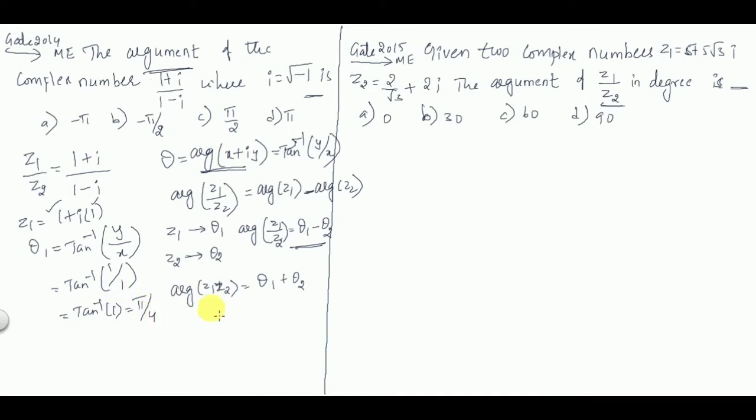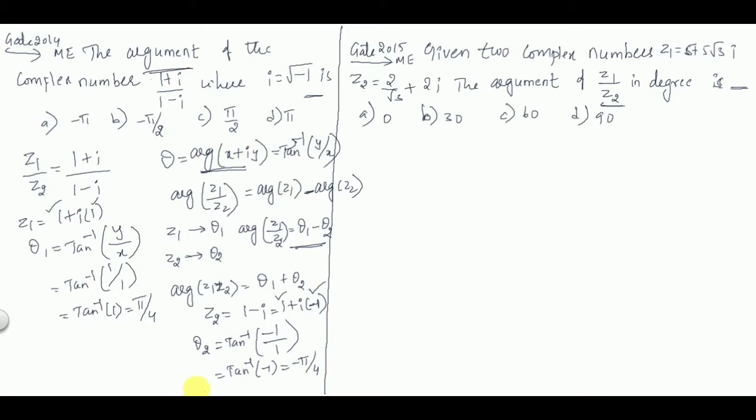Similarly, what is z2? z2 is 1 minus i. So θ2 is equal to tan inverse of, so here y is minus 1 divided by 1. So always it is of the form x plus iy only. So this can be written as 1 plus i into minus 1. So y value is minus 1 and x value is 1. So it will be tan inverse of minus 1 by 1. So it will be tan inverse of minus 1, which is equal to minus pi by 4.